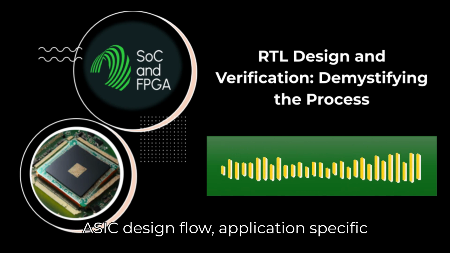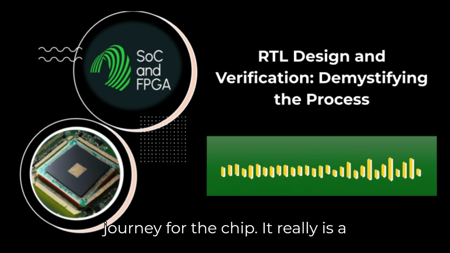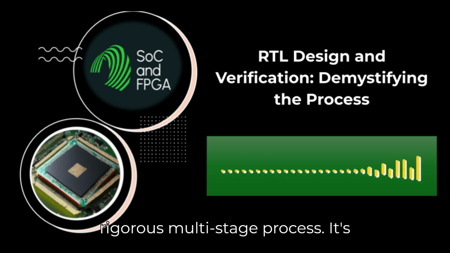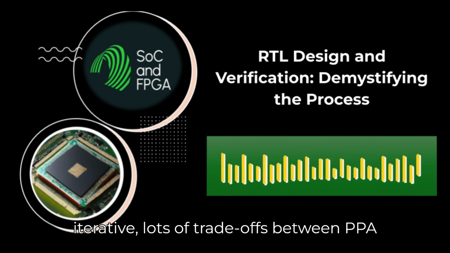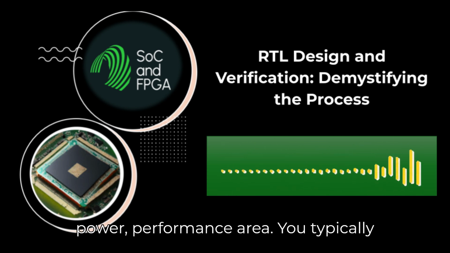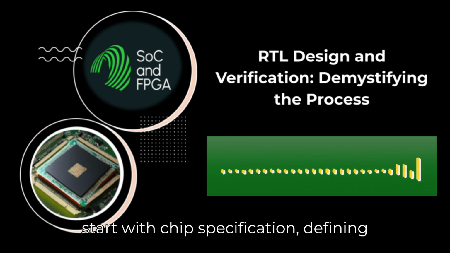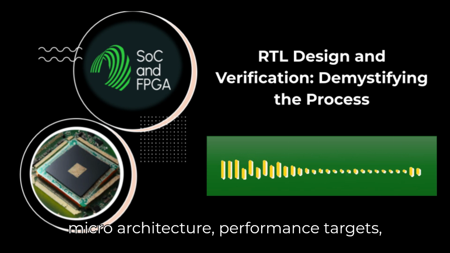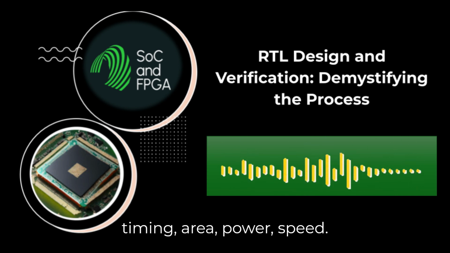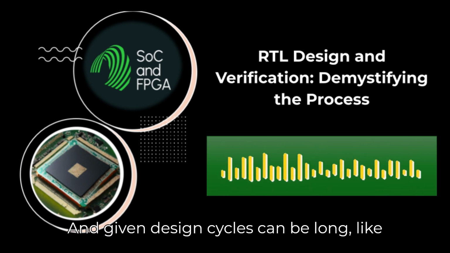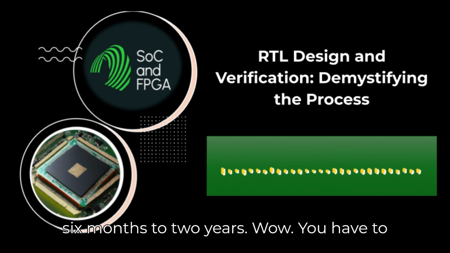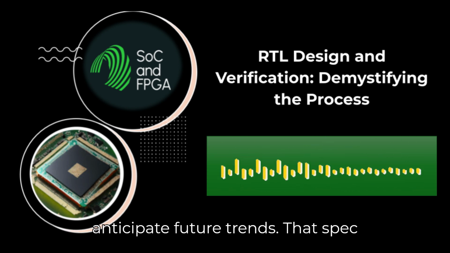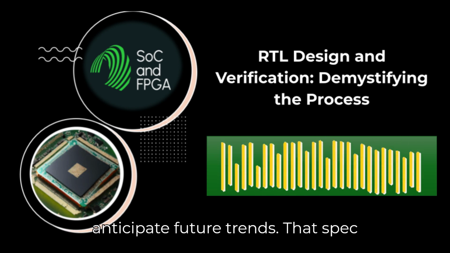process. The ASIC design flow, application-specific integrated circuit, it's like a whole journey for the chip. It really is a rigorous multi-stage process. It's iterative, lots of trade-offs between PPA: power, performance, area. You typically start with chip specification. Defining what it needs to do. Exactly. Features, microarchitecture, performance targets, timing, area, power, speed. And given design cycles can be long, like 6 months to 2 years. Wow. You have to anticipate future trends. That spec is the bedrock.